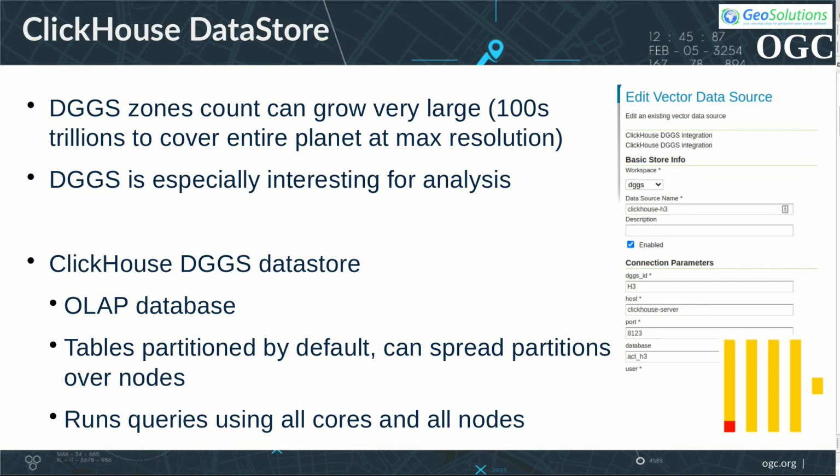While ClickHouse retains a familiar SQL access, tables are partitioned by default and can be spread over multiple nodes. Thanks to partitioning, queries can run using all available CPUs, speeding up data retrieval and analysis.